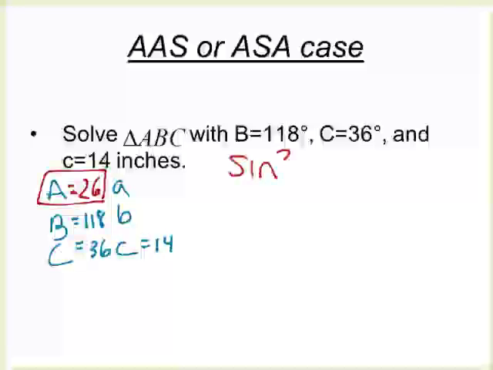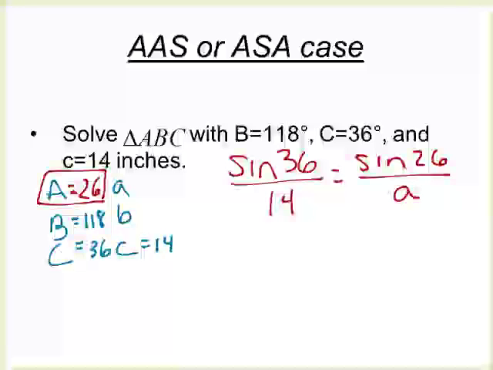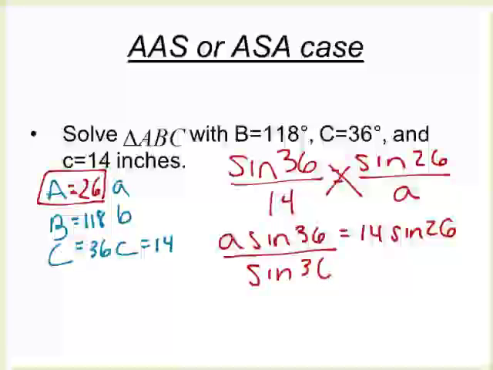So I start with the pair where I know both parts, sine of 36 over 14. And I set that equal to another pair. It doesn't matter which one because we're going to have to do them both. So sine of 26 over A. Cross multiply. So I get A sine 36 is 14 sine 26. And divide by what is with the variable to get it all alone.